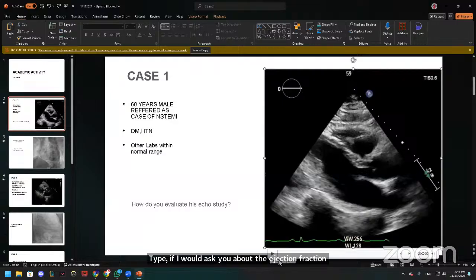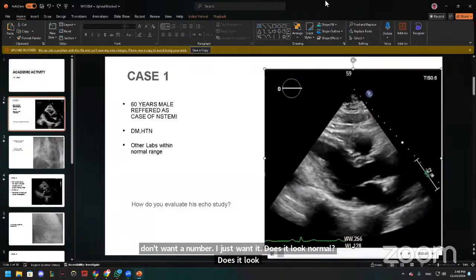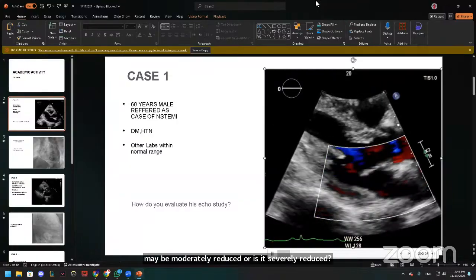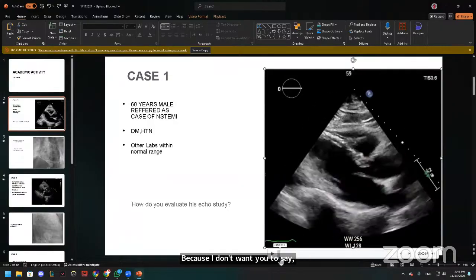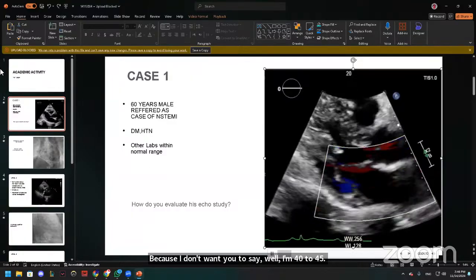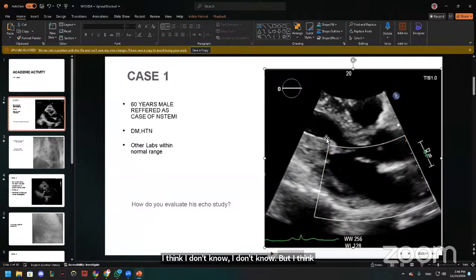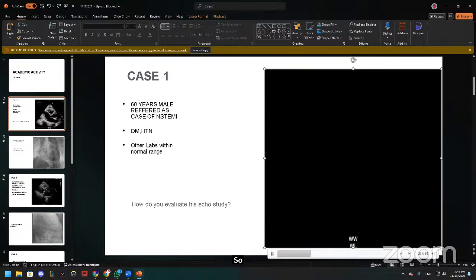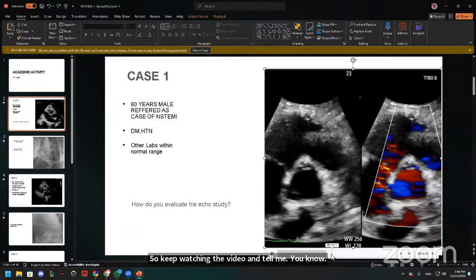If I would ask you about the ejection fraction of this patient, what do you think? I don't want a number. I just want to know: does it look normal, moderately reduced, or severely reduced? Because you're not a cardiologist, I don't want you to say, 40 to 45. I think keep watching the views. You cannot judge on only one view. So keep watching the views and tell me. Wait, this is not a good view to judge.